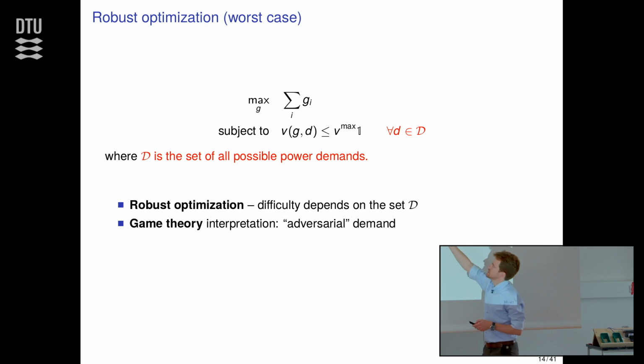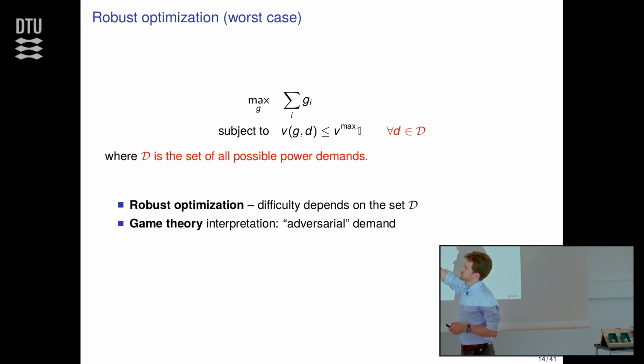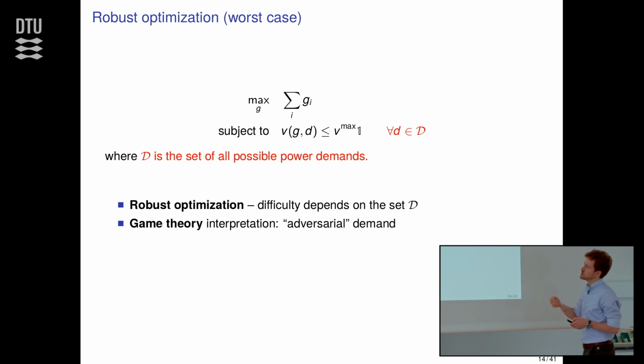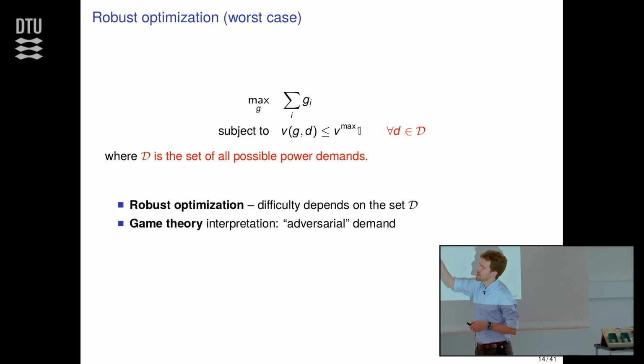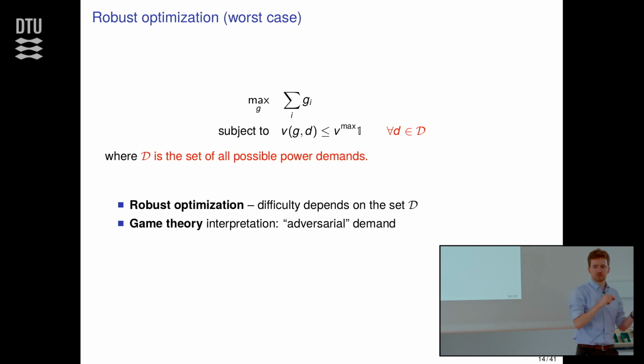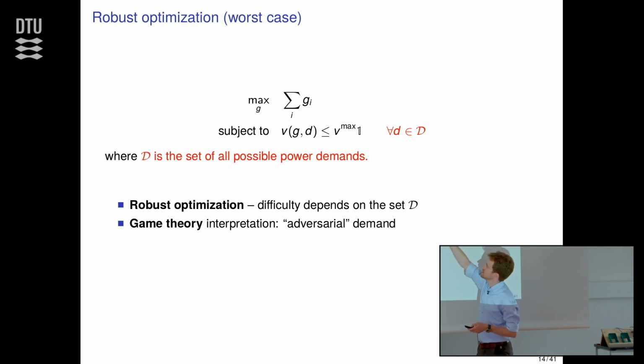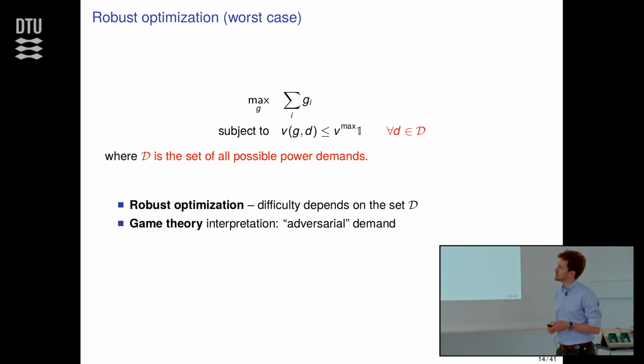The second point is that if you are into game theory interpretations, this is basically a game. This can be formalized as a problem where you are player one deciding the generation of your generators, and there is player two, which is your adversary in some sense, which picks the demand in a way to violate the voltage constraints. It's just an interpretation, but if you do that, it allows you to use tools from game theory for this problem. It might be a fun exercise.